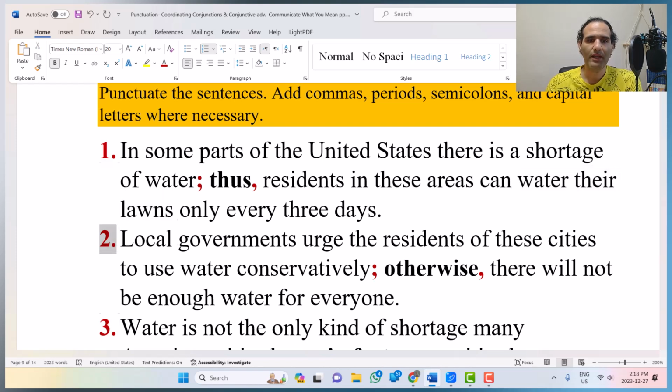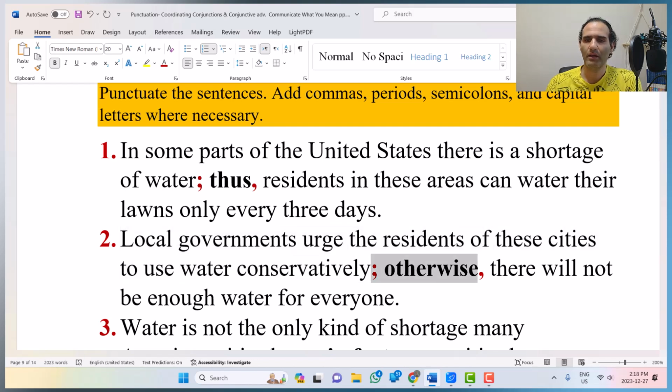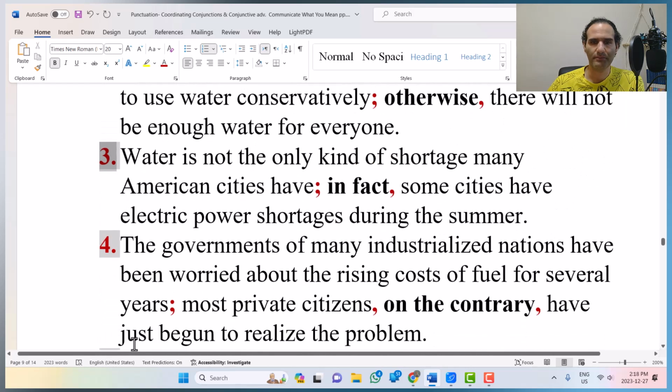Beautiful. Number 2. Local governments encourage the residents of these cities to use water conservatively. Otherwise, so that is a semicolon, comma, there will not be enough water for everyone. Period. Okay? Use water conservatively, adverb.